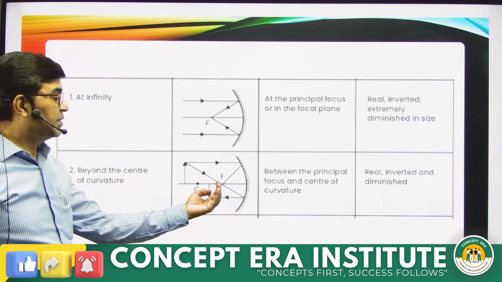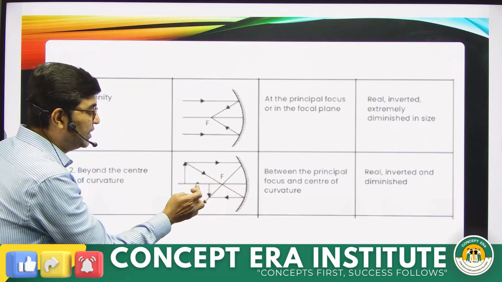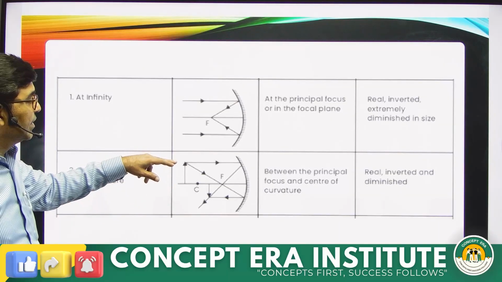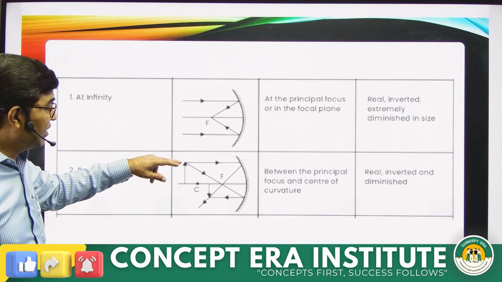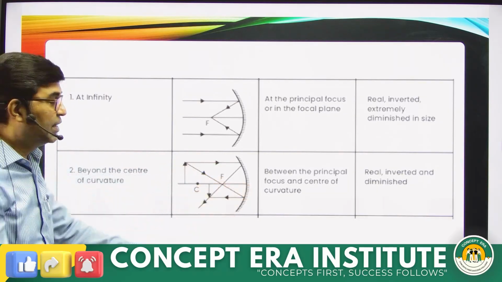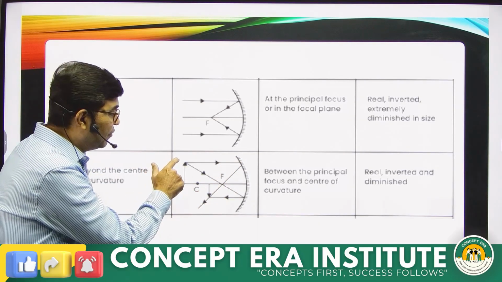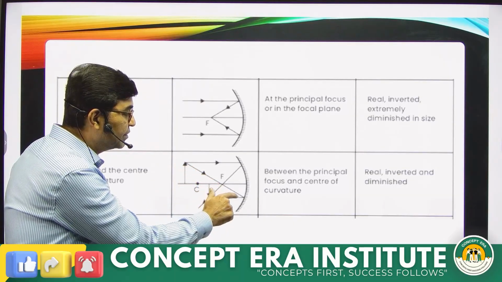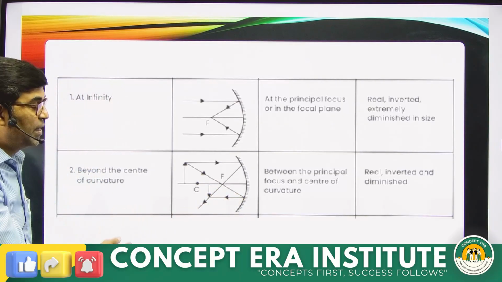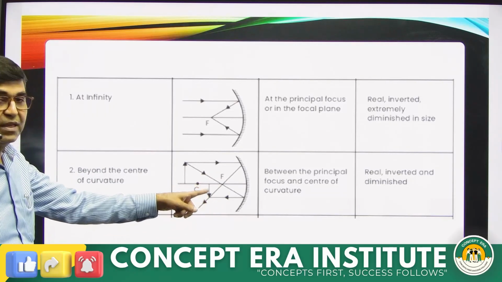If the object is kept beyond C, that is, pole, focus, center, and it is kept beyond center, then the convention is we take two rays traveling from the arrow. One will go straight parallel to the principal axis. After reflection from the mirror, it will pass through focus. The other ray will go oblique, passing through focus, and after reflection it will become parallel. So both these rays after reflection will meet at this point, and here the image will be formed.